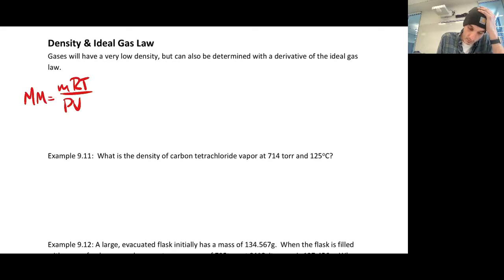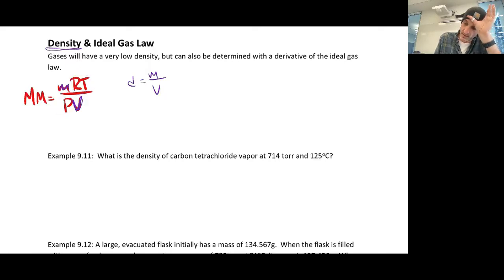And now I'm looking for density. Well, density is equal to mass over volume. So essentially what I'm going to do is rearrange this equation so it equals mass over volume. I have them in the right spot right now, so I'm going to leave those alone and just move RT and P over to the other side.